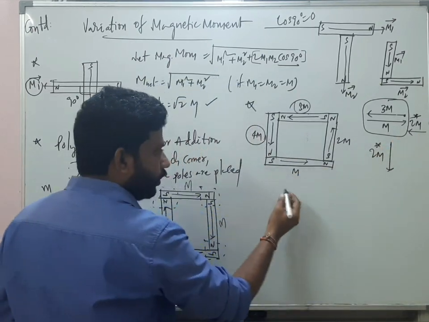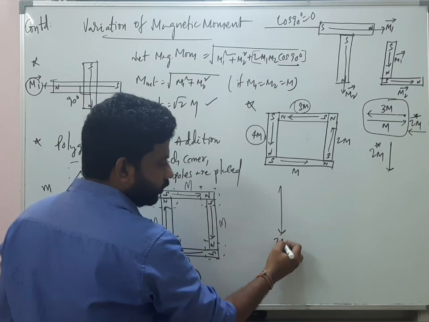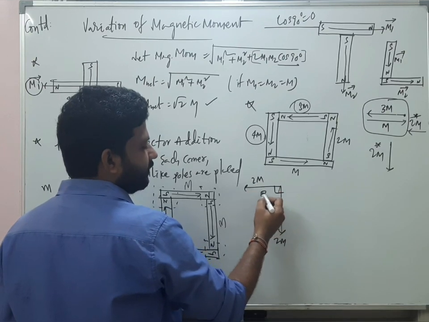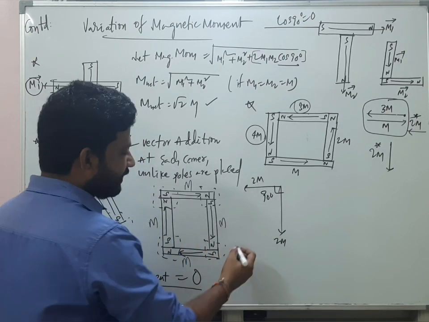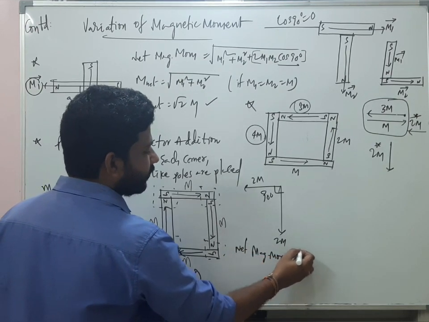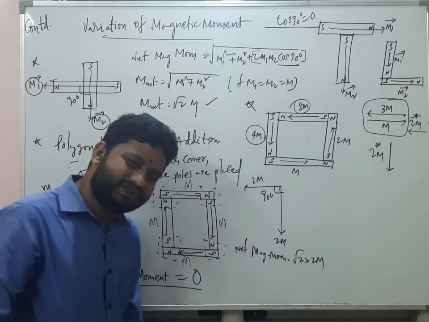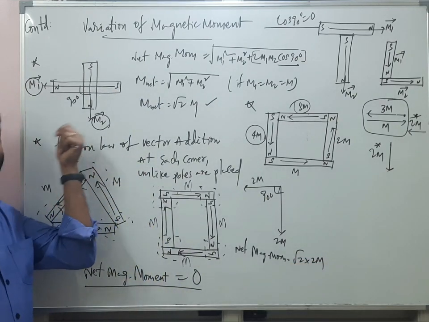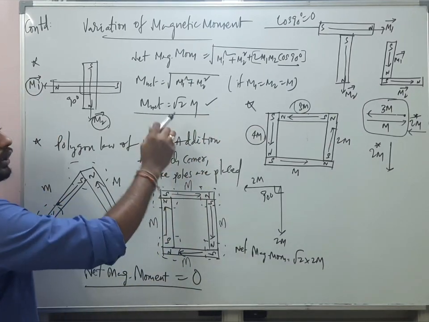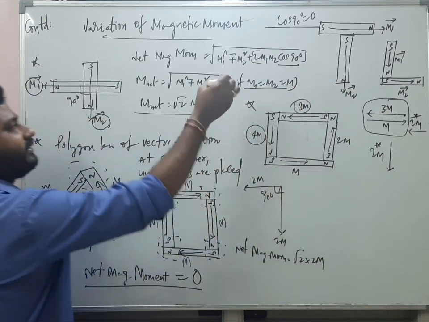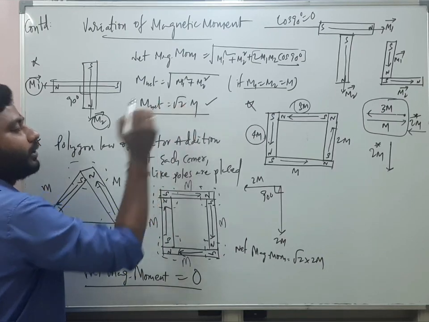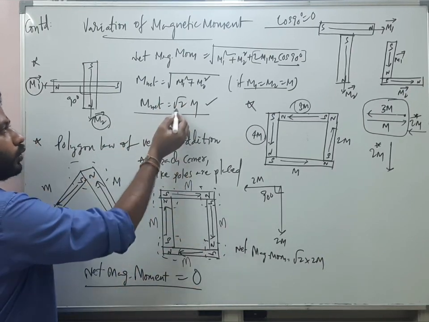Finally, I am writing here. So this is 2M and here it is 2M. The angle between them is 90 degrees. And if you find the net magnetic moment, you will get root 2 into 2M. So simple. Come back to the previous case, the first case of today's session. The net magnetic moment when the magnetic moments are the same and they are inclined at an angle of 90 degrees, the net magnetic moment formula is what? Root 2 into M. Here also the same. Root 2 into M.